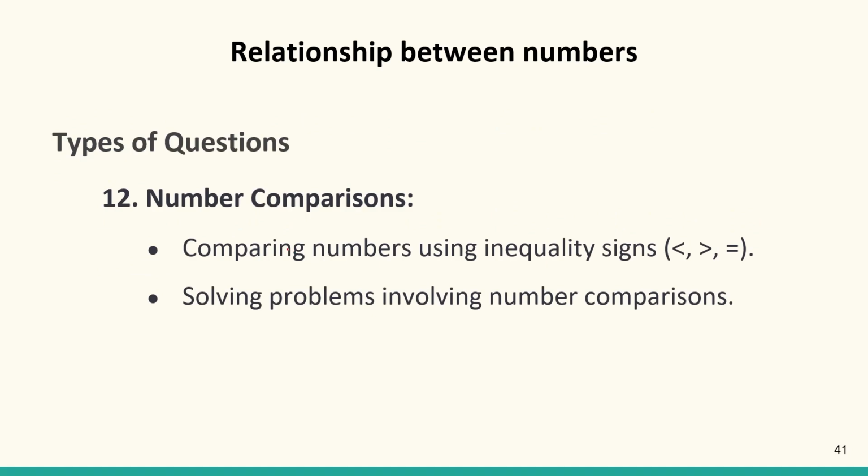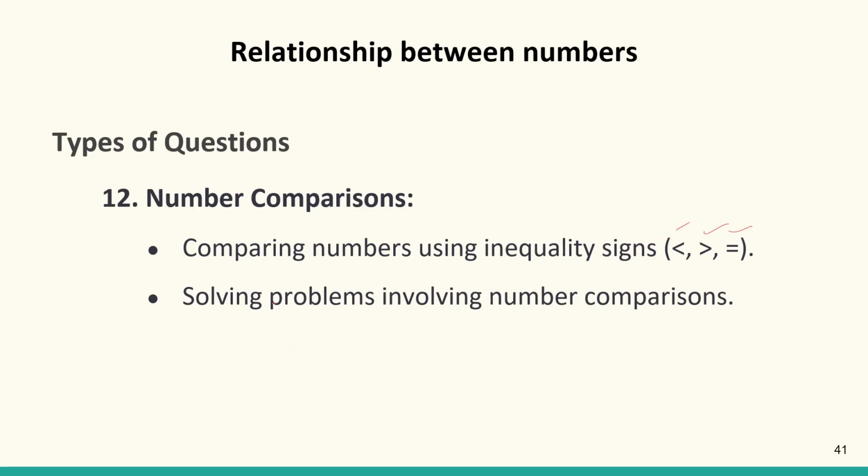Okay, so the 12 kind of questions are on number comparisons. So comparing numbers using inequality signs, that is less than or greater than or equal to. Okay, two numbers can only have one relation among these. Two numbers can never have any two or all the three relationships between them. Okay, if we have a number, say x and y, they are either one, x is less than y, x is greater than y, or x is equal to y. But any two conditions can't come at once for any two different numbers.